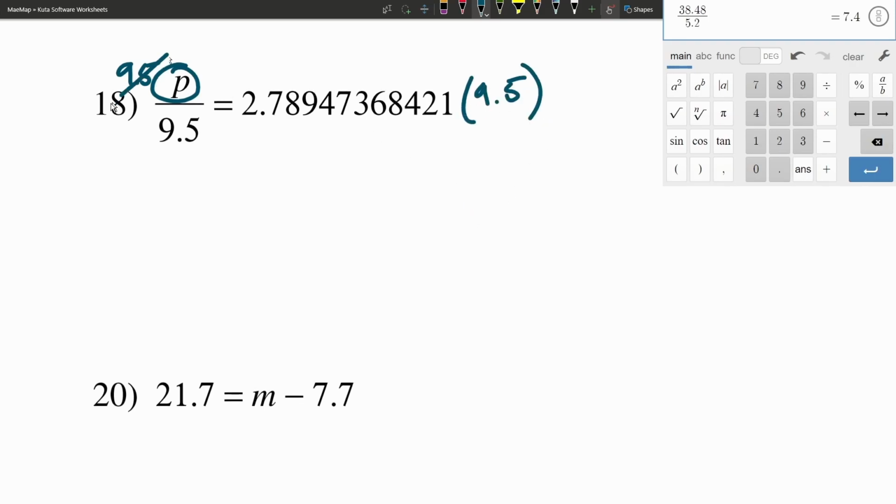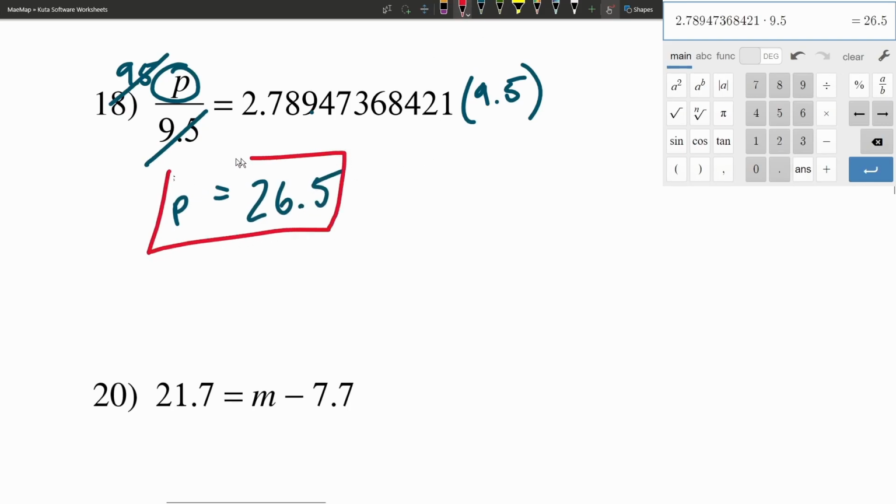So we have 9.5 divided by 9.5 is 1. 1 times P is P. Or even P divided by 1 is P. Doesn't matter where that 1 goes. Dividing or multiplying by 1 is just going to give us what we're multiplying. Then, again, let's go ahead and type this into our calculators. So we get 2.78947368421. Multiply that by 9.5 is going to give us a fairly nice decimal, 26.5. So 26.5 is our solution for number 18.